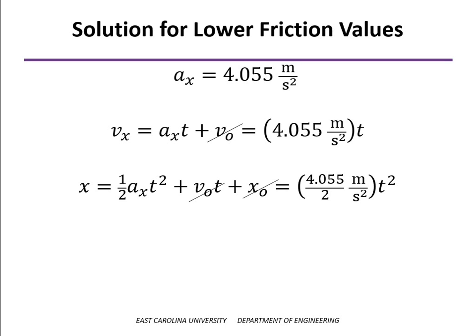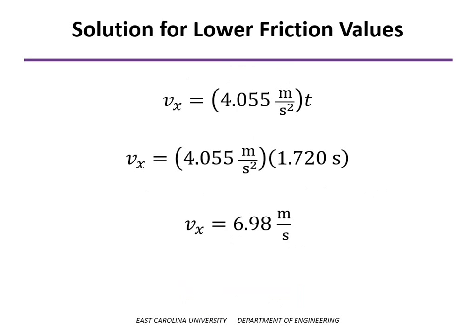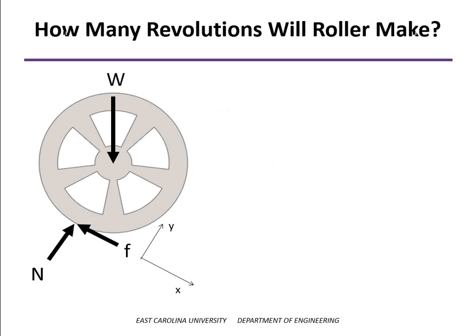And with the initial position and initial velocity both being equal to 0, we can solve for the time it takes to move 6 meters and find that that is 1.72 seconds, which matches up with the graph we just showed. And the velocity then, we can simply take the acceleration, multiply that by the time, and again, right about 7 meters per second, so that looks okay as well.